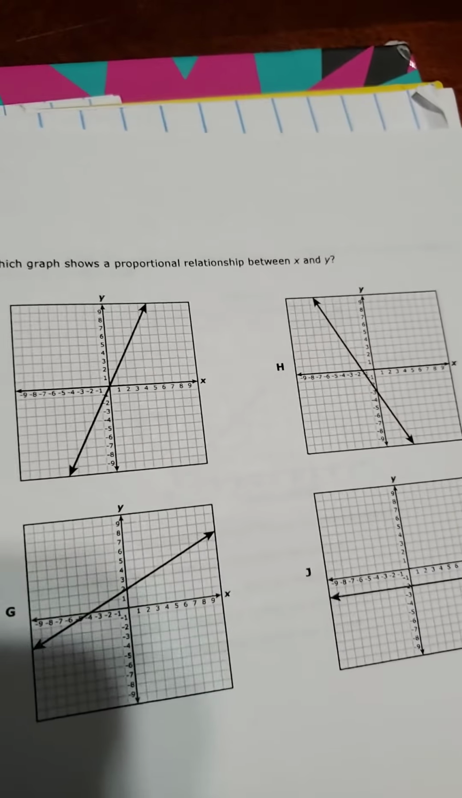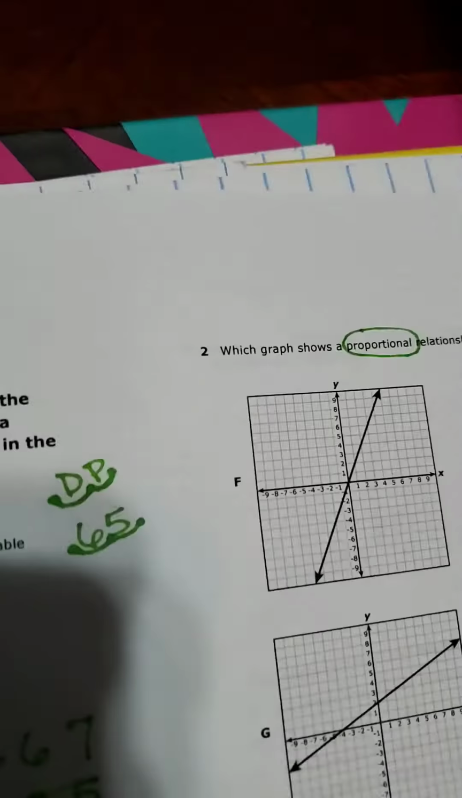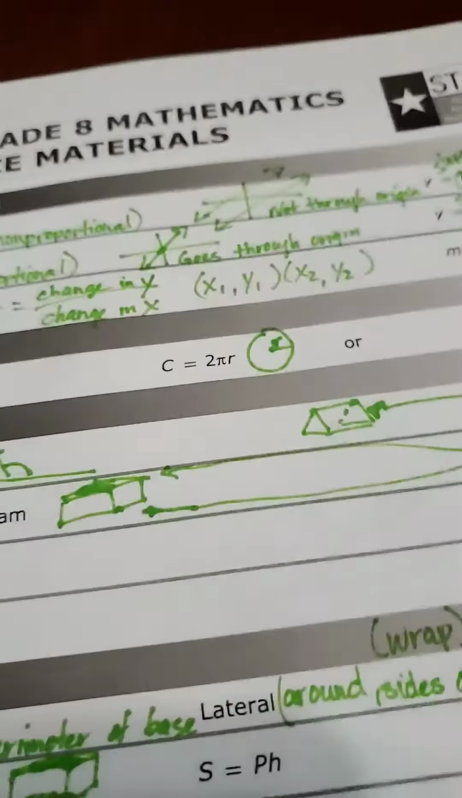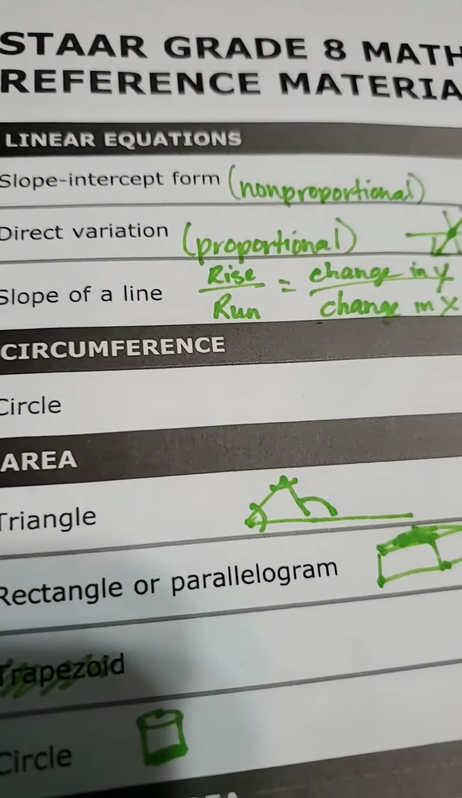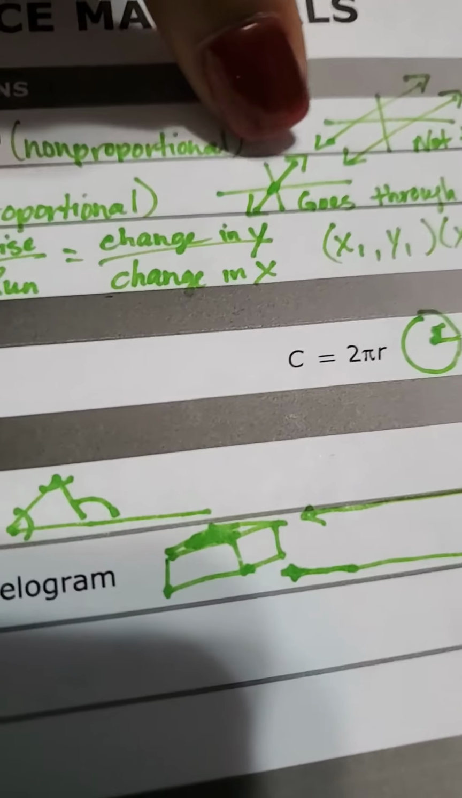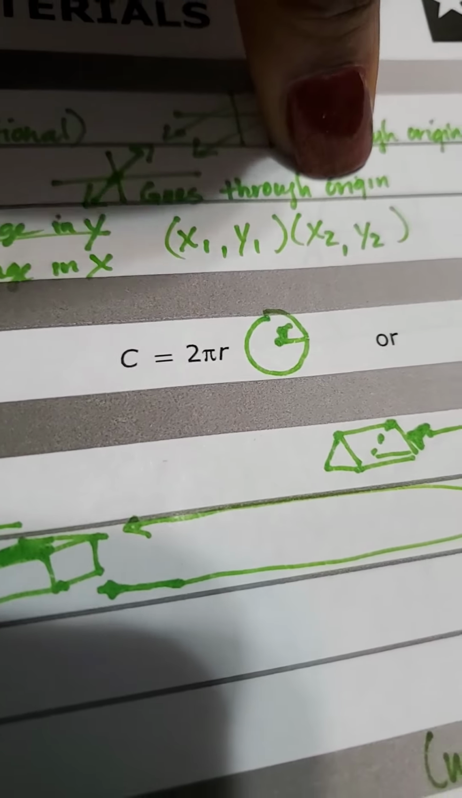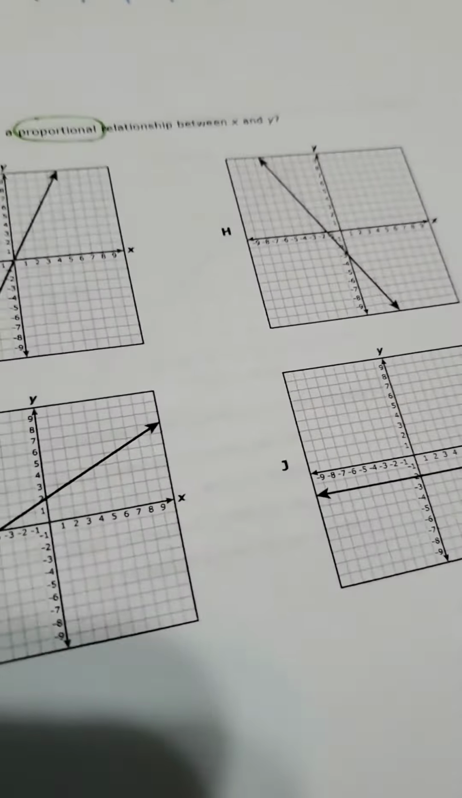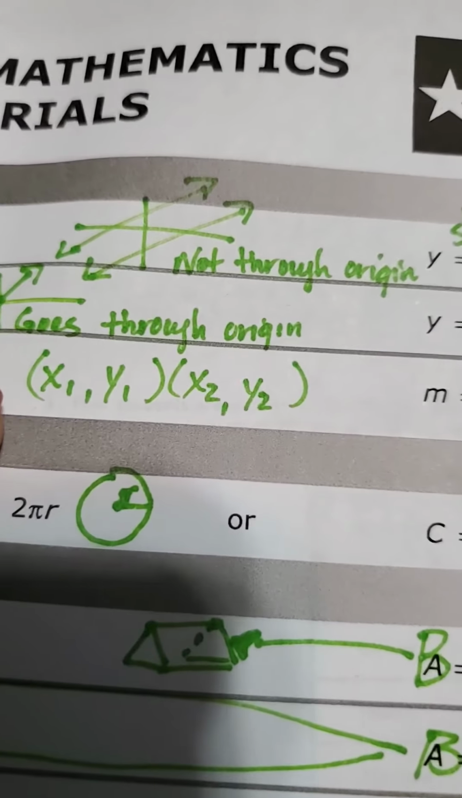Number 2 says, which graph shows a proportional relationship between X and Y? Key word to this says proportional. So I'm going to go back to my brain dump just in case I drew a blank. I know direct variation is proportional. And I see a graph. And next to the graph it says goes through origin. Well, lucky for me, this is all graphs. So I'm looking for the one that goes through the origin.